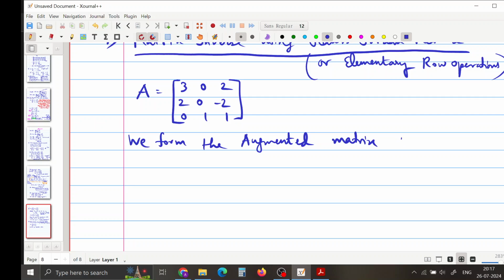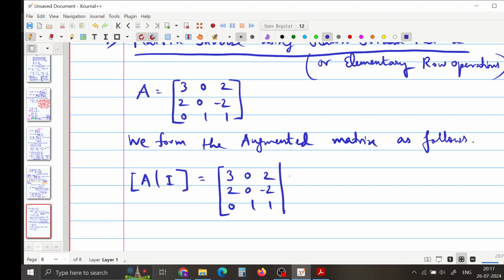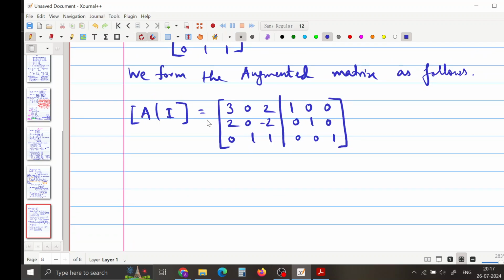So first we form the augmented matrix as follows. So A augmented with identity matrix of the same size. So this will be 3 0 2, 2 0 minus 2, 0 1 1, and the identity, since A is 3 cross 3, we also have to take identity of size 3 cross 3, this. Okay, now using a sequence of elementary row operations, we have to convert this whole thing into some form in which the left half will become identity.